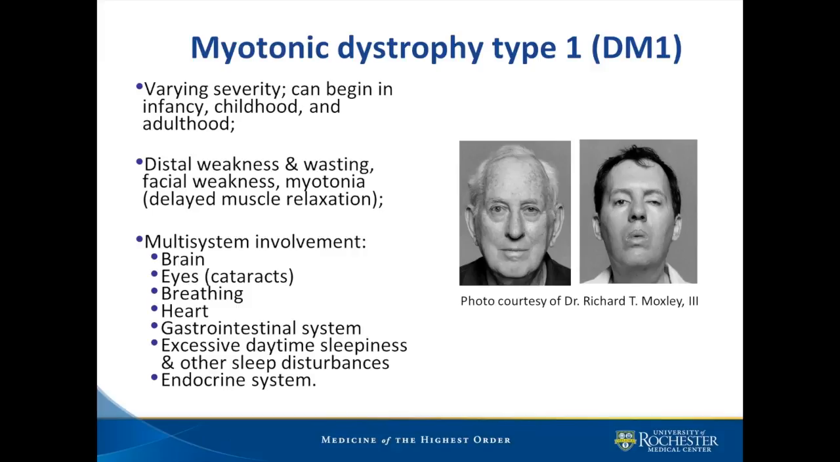The issues involved in the endocrine system are sort of highlighted by the lower portion of this slide, which talks about multi-system involvement that occurs both in myotonic dystrophy type 1 and type 2, and includes the brain, eyes, particularly cataracts, alterations with respiratory function, particularly the regulation of breathing and sleeping, and the heart, conduction disturbances in particular, gastrointestinal system, and as some of you know, there's a problem with excessive daytime sleepiness, and then the endocrine system.